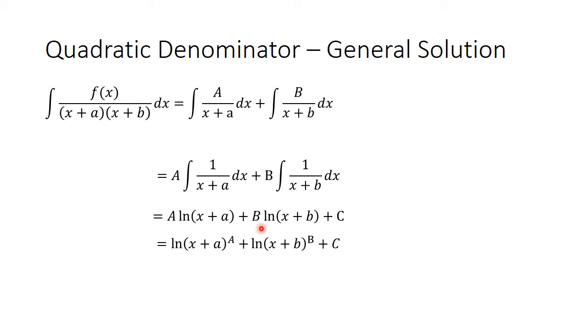And the same applies here. B times the log of x plus b is equal to the log of x plus b to the power of large B. And then we can use the rule where the sum of the logs is equal to the log of the product. So this now becomes the log of x plus a to the power of large A multiplied by x plus b to the power of large B. So we've amalgamated two separate logarithmic functions into a single logarithmic function.